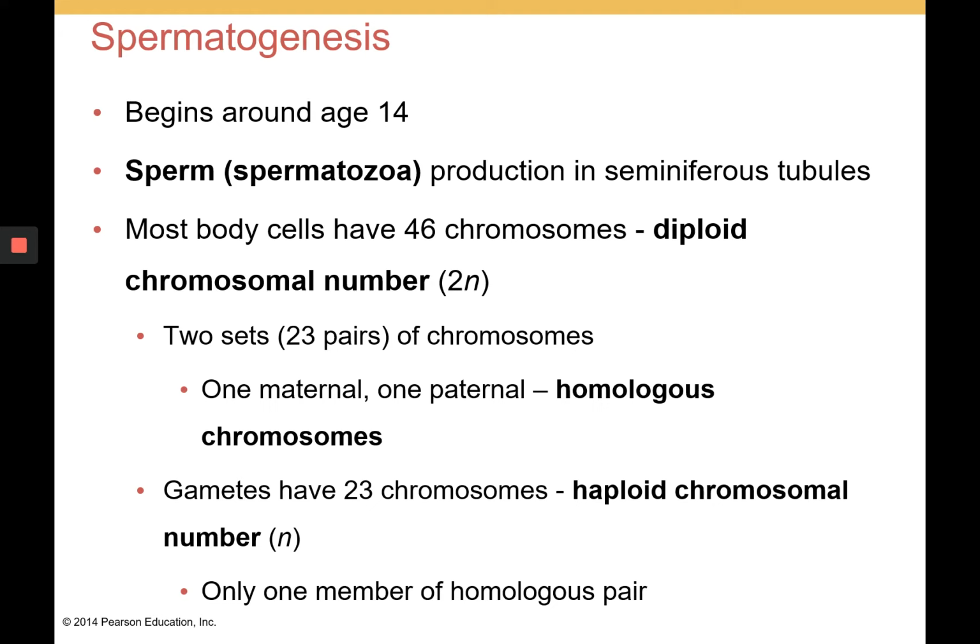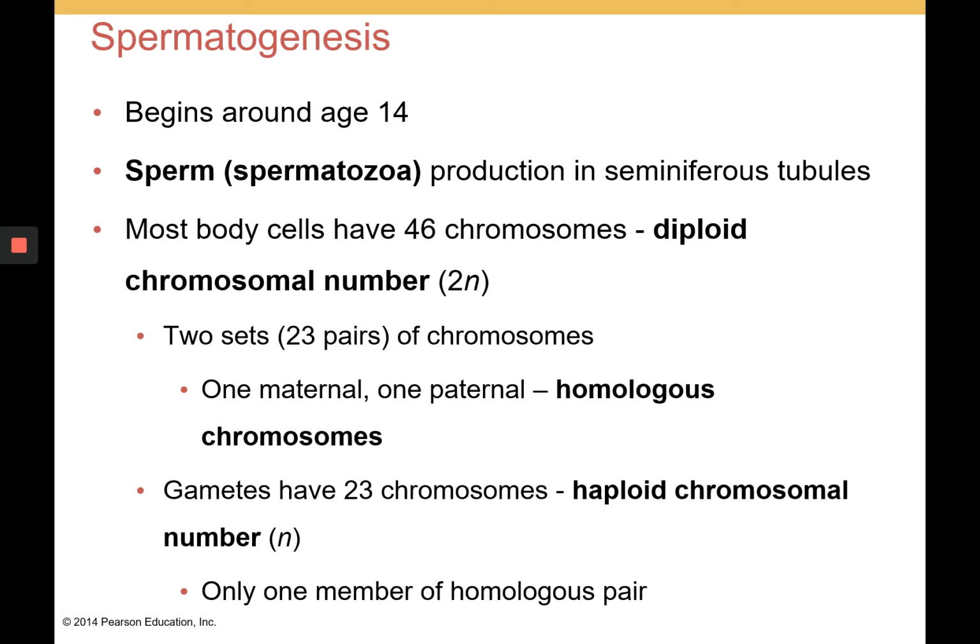Next, we're going to look at spermatogenesis, which begins about age 14 in males. Spermatogenesis is essentially meiosis in the male reproductive system. Sperm or spermatozoa, which are produced in the seminiferous tubule, are actually gametes. Another gamete would be ova or eggs from the female reproductive system.